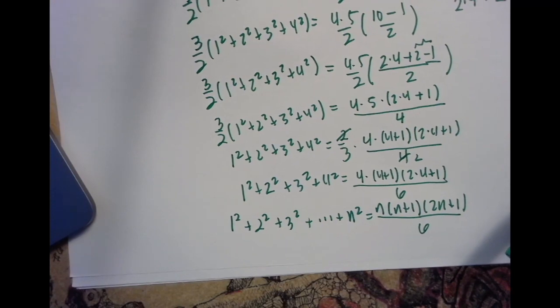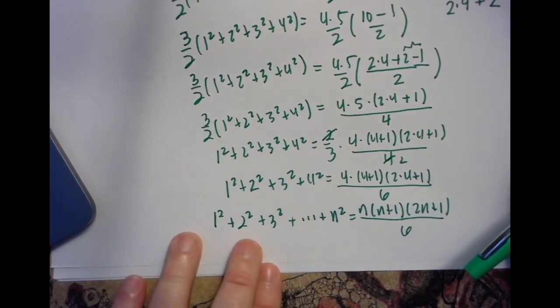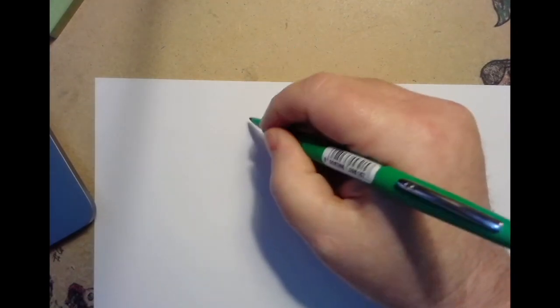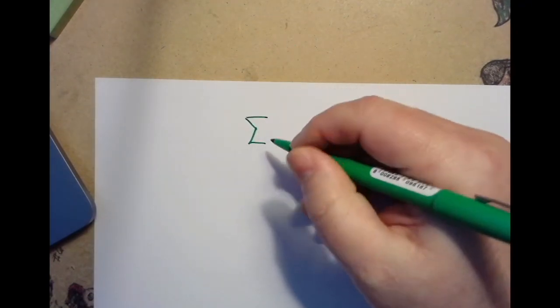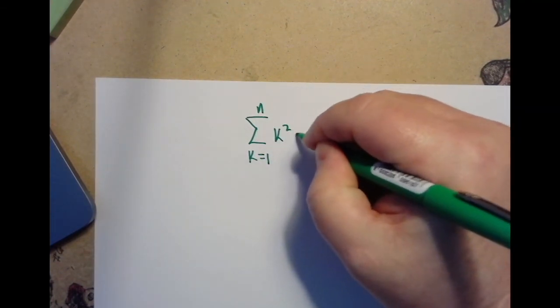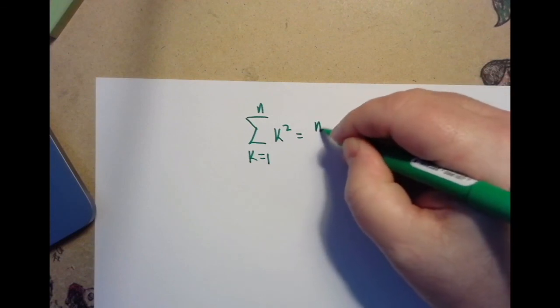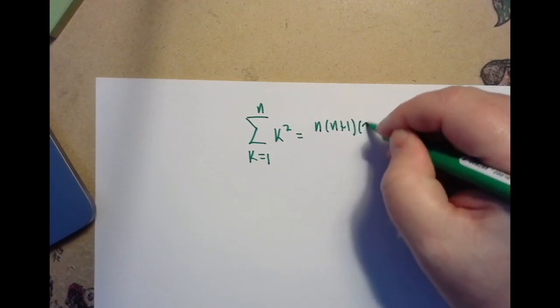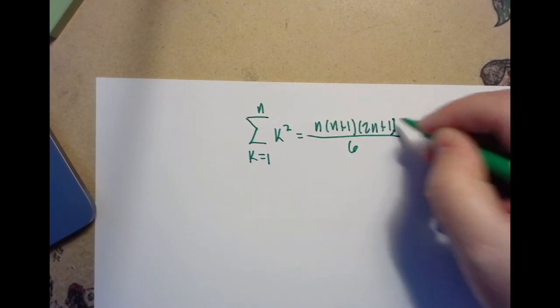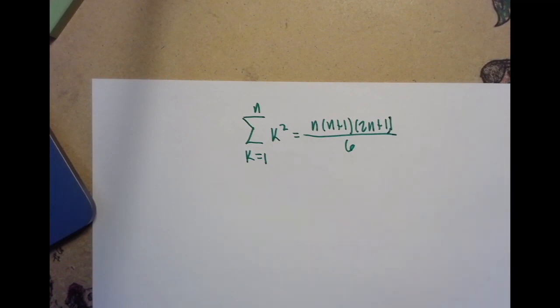We have our formula that we want for the sum of the squares. So in the end, we get the sum of the squares, written in summation notation, more modern. The sum from 1 to n of k squared is equal to n times n plus 1 times 2n plus 1 over 6, like that. And we have our sum of the squares formula.